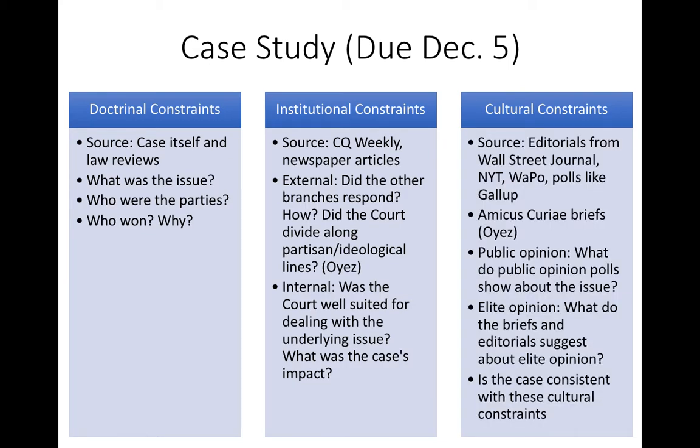As for cultural constraints, a good place to look is editorials from the newspapers that I mentioned before: the Wall Street Journal, New York Times, and Washington Post, along with polls from organizations like Gallup or Pew. What you want to do with the cultural constraints is really get a sense of whether or not the court was following public opinion broadly in ruling on this issue, or were they going against public opinion? Were they dealing with an issue that the public doesn't particularly care about, etc.?